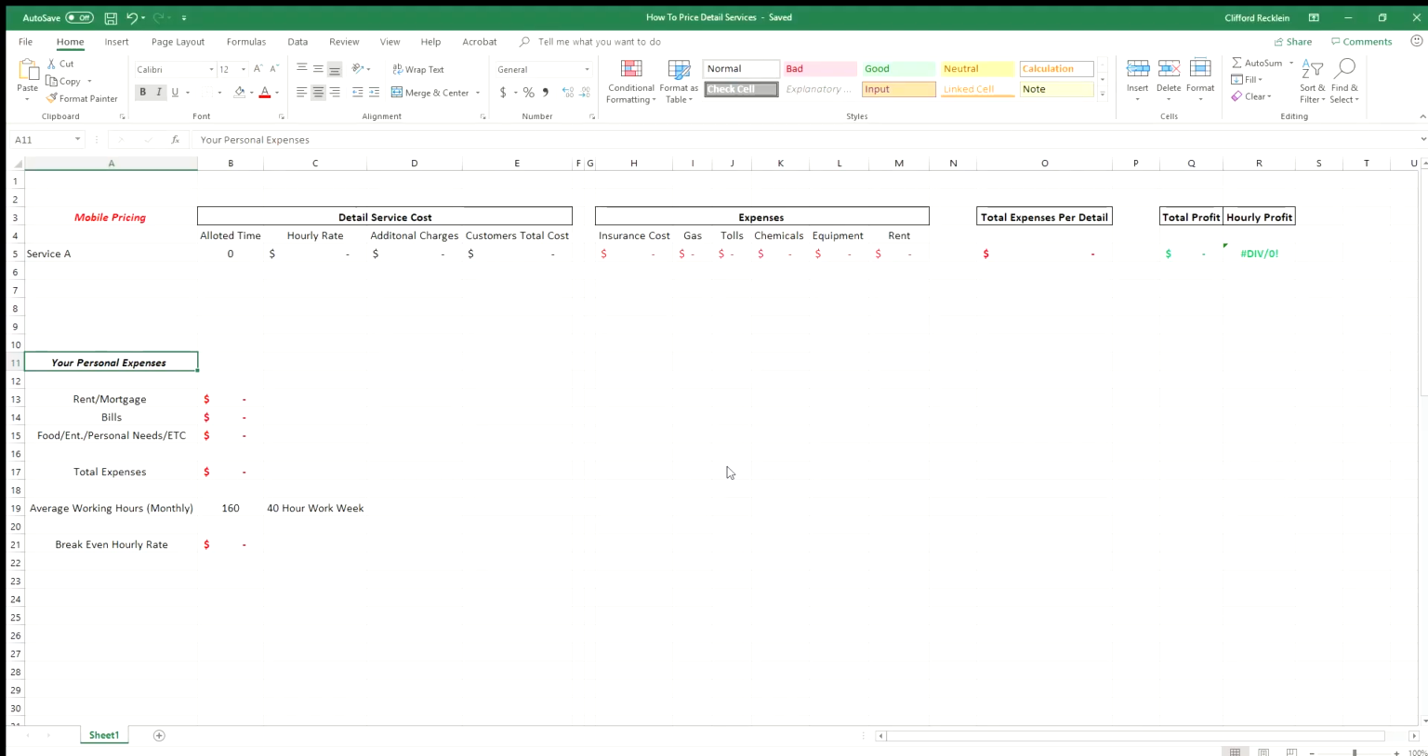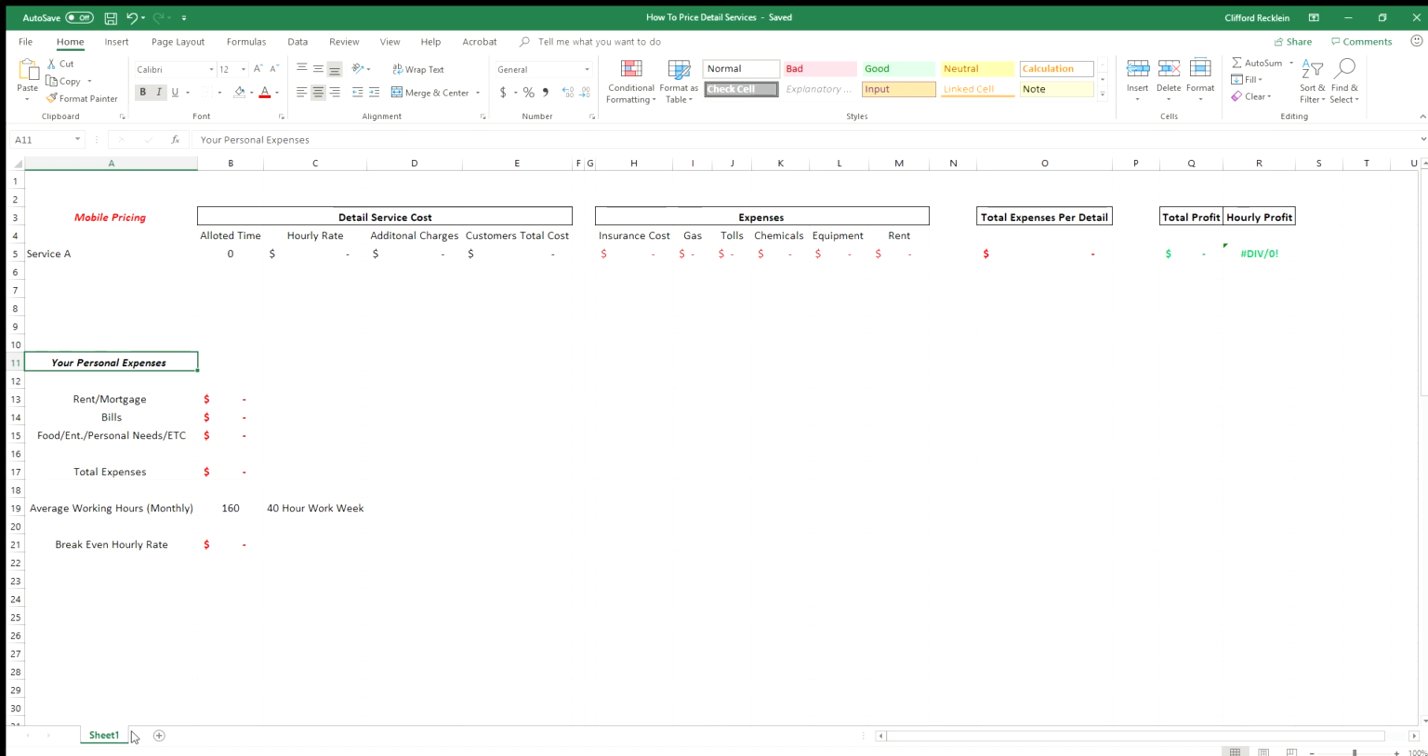But pricing a detailed service is very, very important. It's actually one of the most important things when going from detailing as a hobby to detailing as a business, and a profitable business at that. So if you would, let's get started. Alright guys, so let's get started.